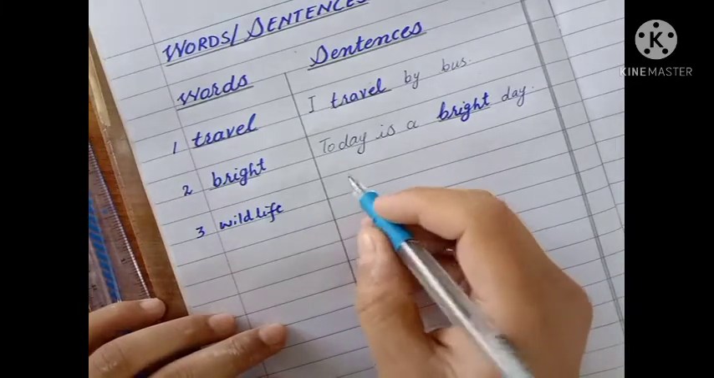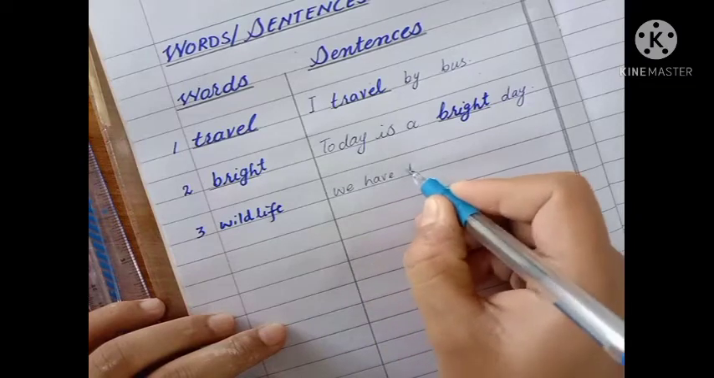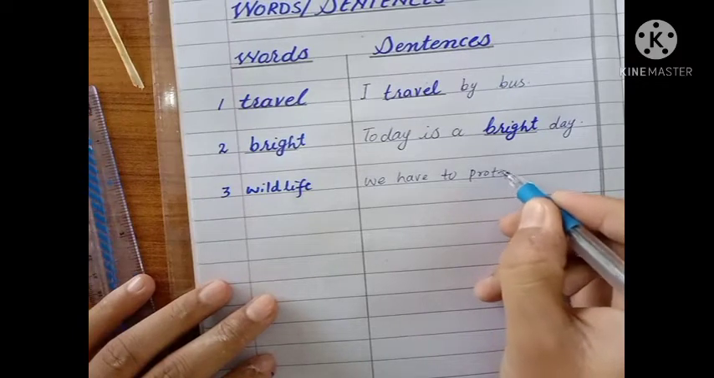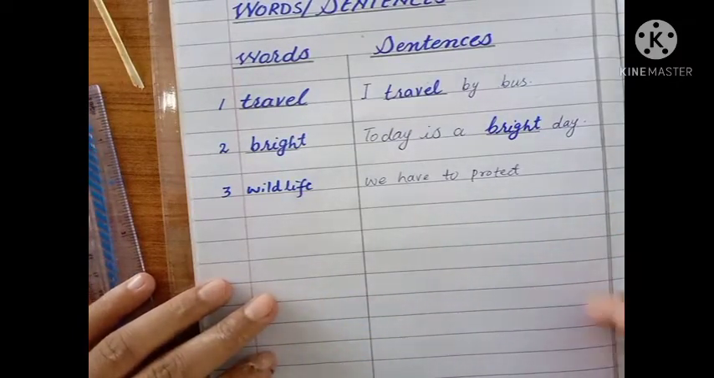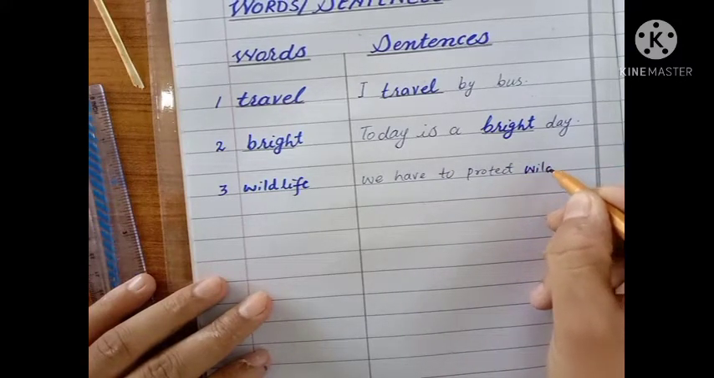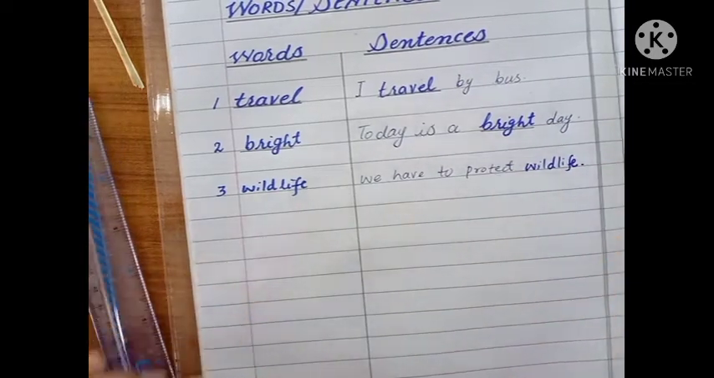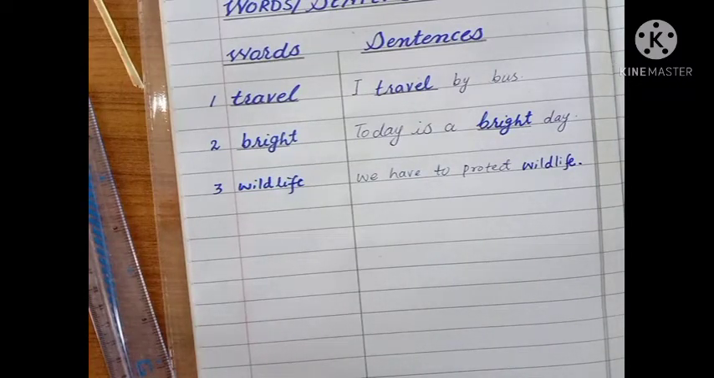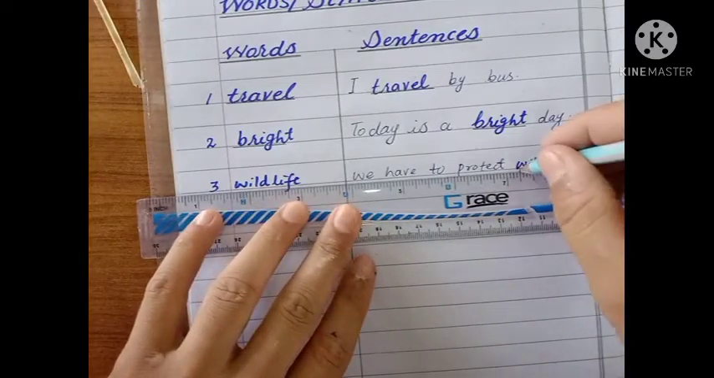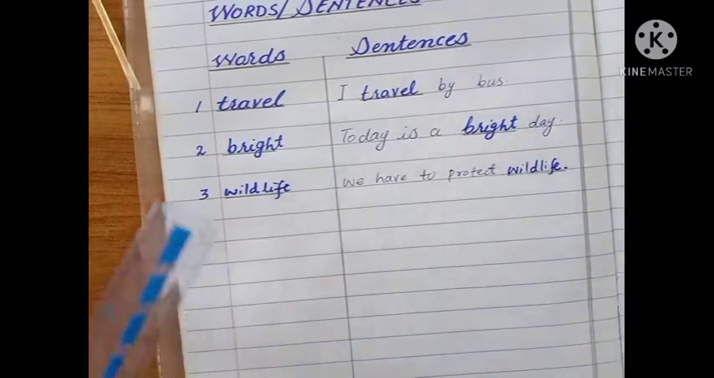So you have to write a sentence like this. Suppose I am writing, we have to protect, and if I am writing this word wildlife, I have to write it with a marker, WILDLIFE, wildlife. We must protect wildlife, and I have to underline this word in front of you, so you can underline it as well like this, and this word also.